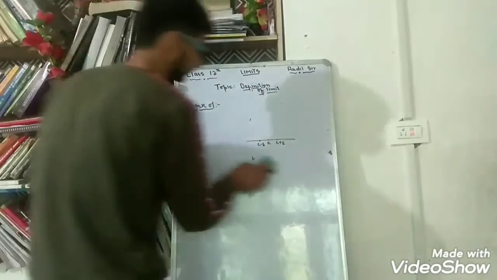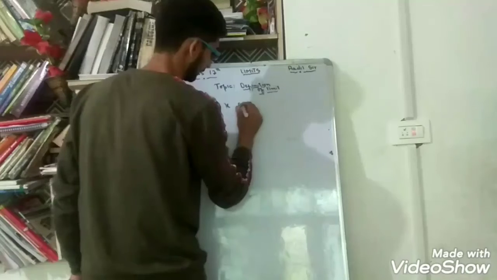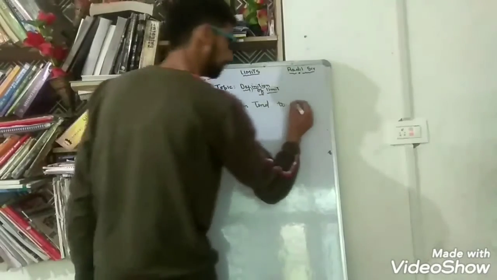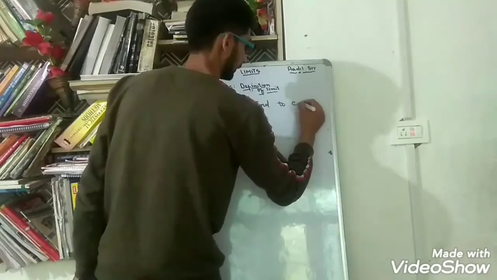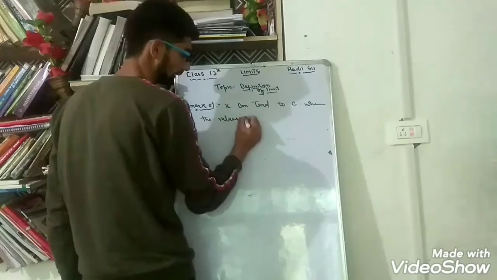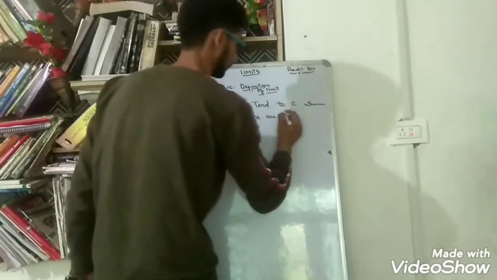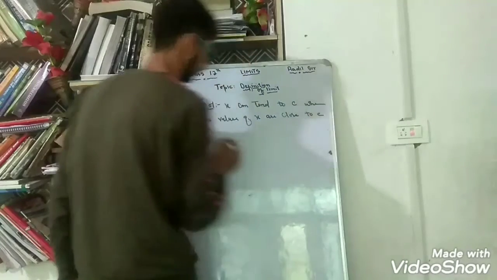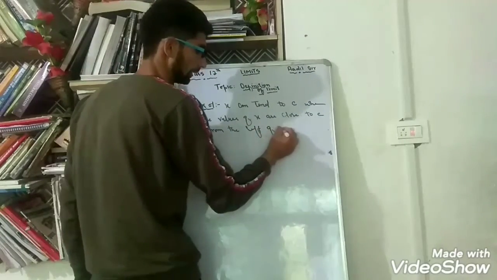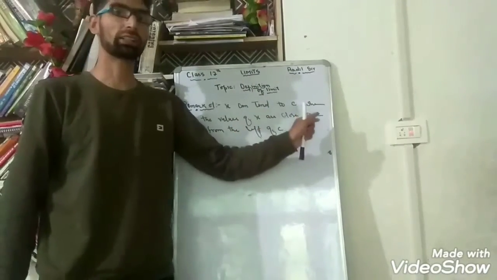So this is what I will write. x can tend to C when the values of x are close to C from the left of C, or I can say that x can tend to C if the values of x are smaller than C.